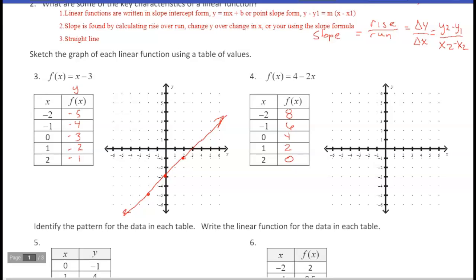So I'm going to be at -2. 8 is actually off the screen, but it would be right there approximately. So maybe I'll just do this one instead. And you get the idea.